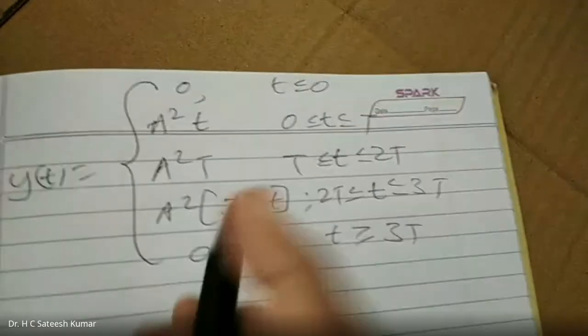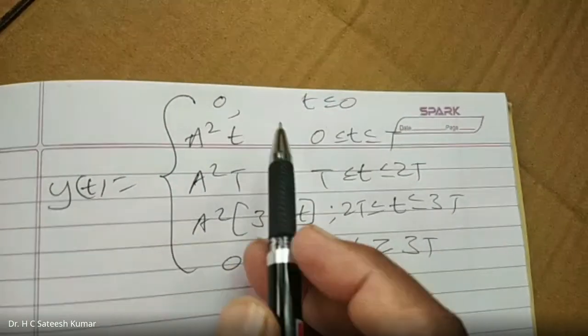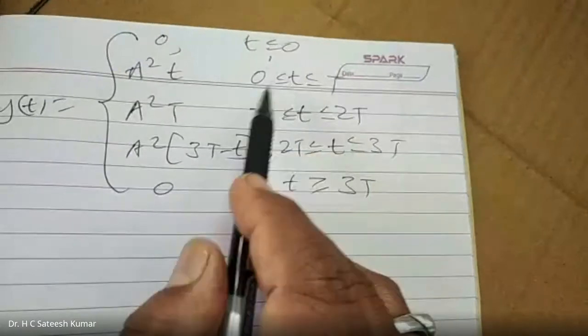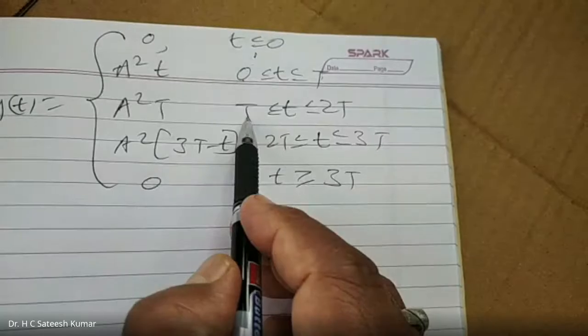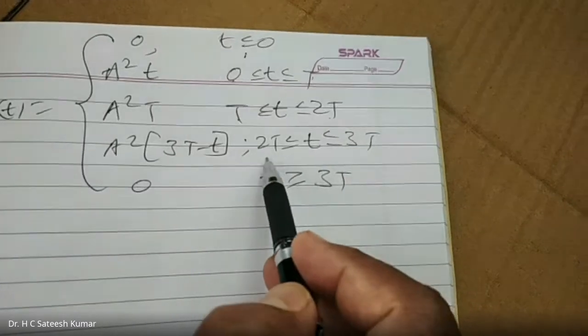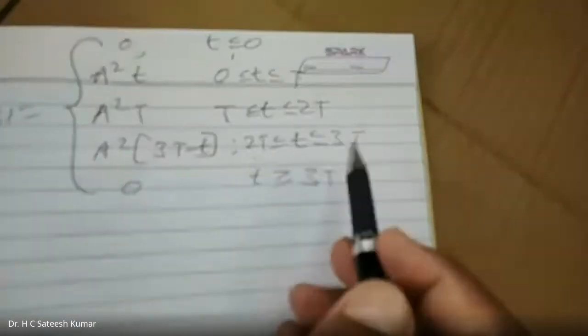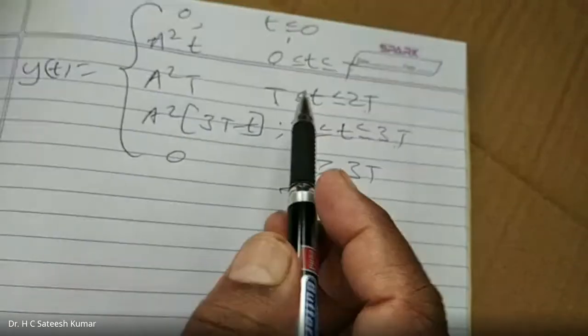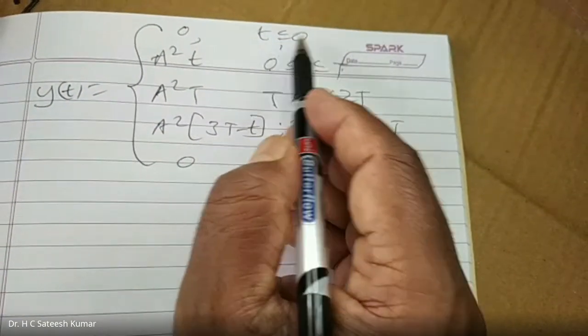Okay, right. Now what is it that we have? Consider the cases first: minus infinity to 0, that is t less than or equal to 0, then 0 to capital T, capital T to 2T, 2T to 3T, and 3T to infinity. That's it, it has covered all the cases. Now you verify the answer.